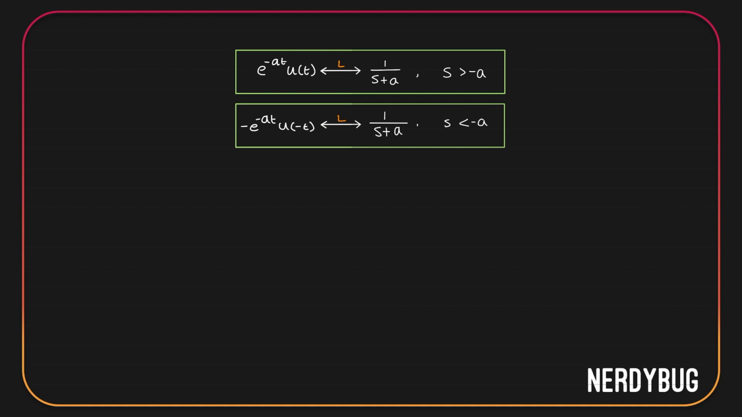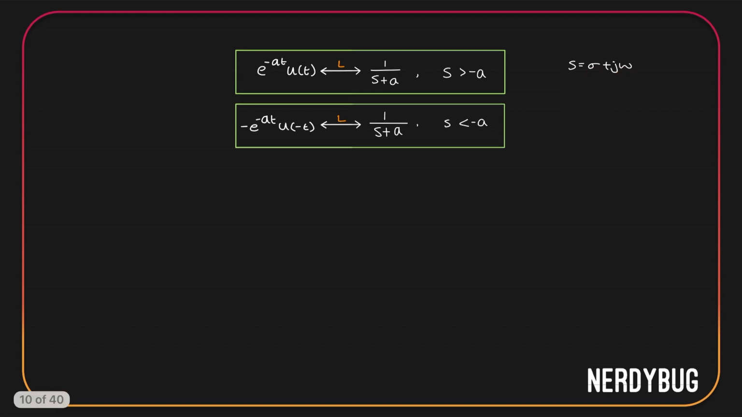In the last two problems we solved, we got the Laplace transform of e raised to minus at u(t) is 1 by s plus a, where s is greater than minus a. And the Laplace transform of minus e raised to minus at u(minus t) is also 1 by s plus a, but for s being less than minus a. We know s is sigma plus j omega. s depends on the value of sigma and j omega. But we just learned that the region of convergence does not depend on the value of omega, it only depends on sigma.